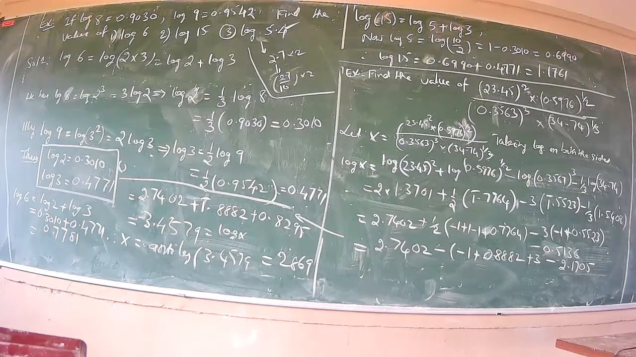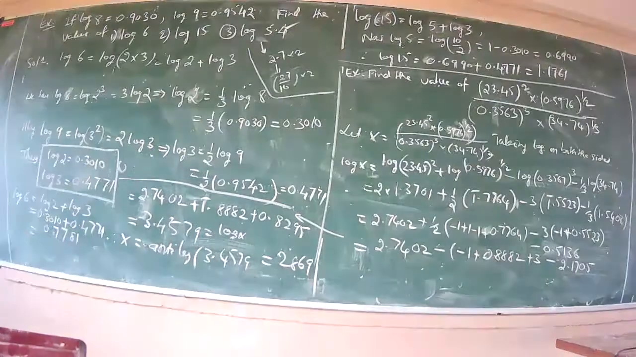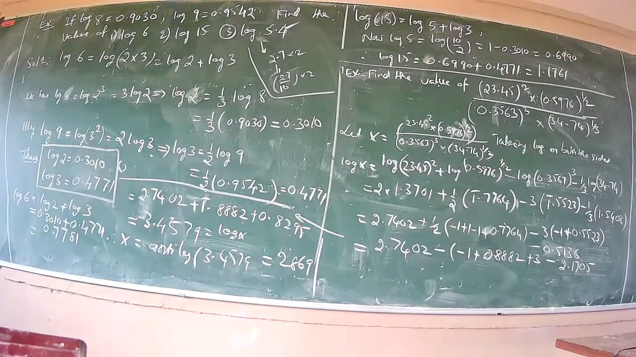Example: if log 8 and log 9 are given, using 8 and 9, we have to find out the log of 6. How to get 6 by using 8 and 9? For that, let us do it like this.